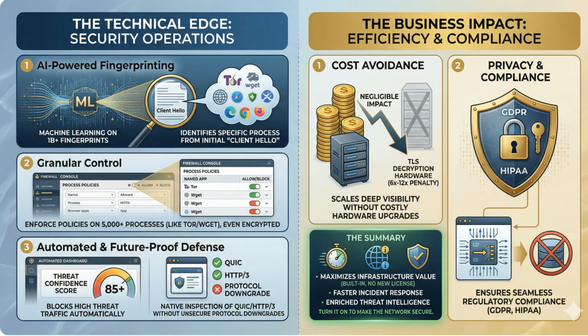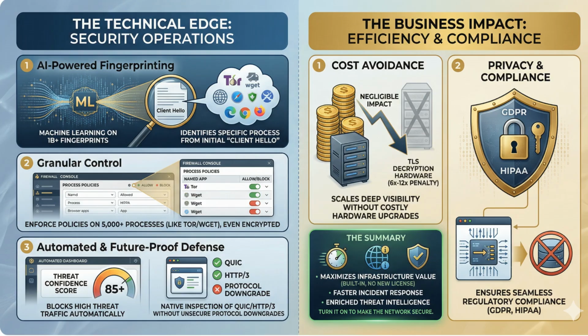This allows SecOps to enforce granular policies by blocking or allowing over 5,000 distinct processes, like Tor or Wget, even when encrypted. Automate defenses by blocking traffic that exceeds a specific threat confidence score. Future-proof the network by natively inspecting modern protocols like QUIC and HTTP/3 without forcing unsecure protocol downgrades.